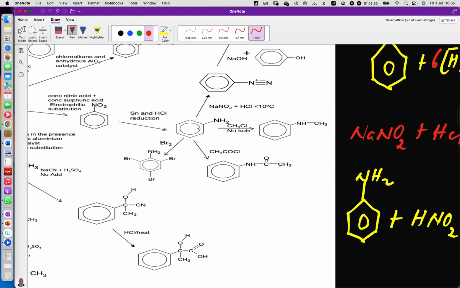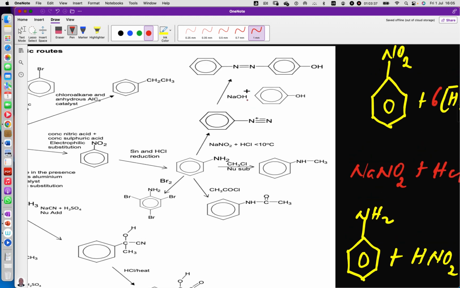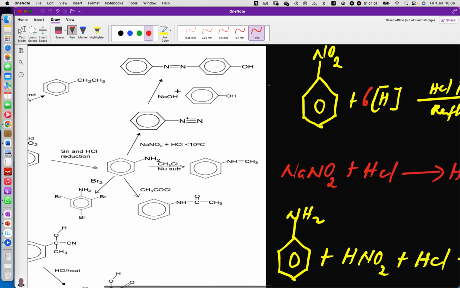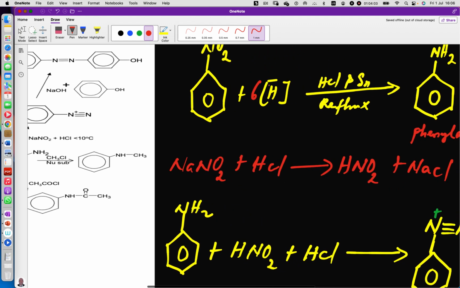Here is the diazonium ion reacting in an alkaline solution of phenol. This is phenol in an alkaline solution. So the diazonium salt or the diazonium ion reacts with an alkaline solution of phenol to produce this azo dye, and this is an orange precipitate. So you can still do it in this way.